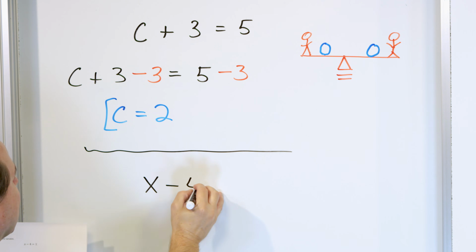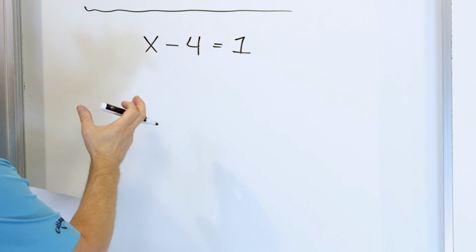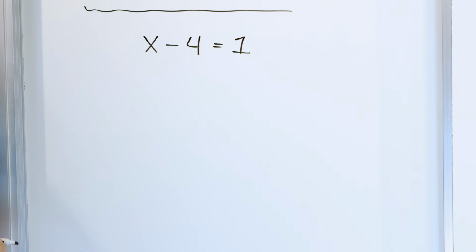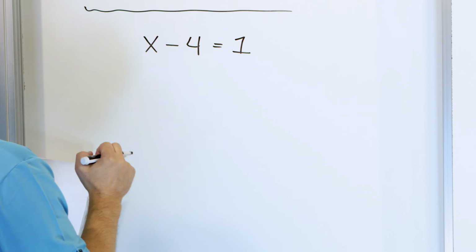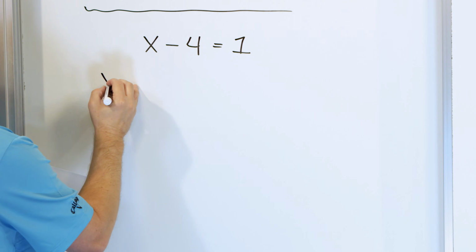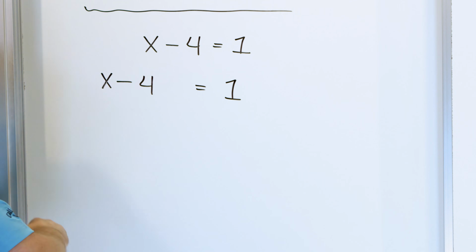X minus 4 equals 1. Now I know that you can look at this, and I know that you can guess what x is equal to. That's not the point. The point is these equations will get much harder very soon, so we have to do it the right way. So let's write down our equation. Let's give ourselves some room, and let's think about what we have to do.